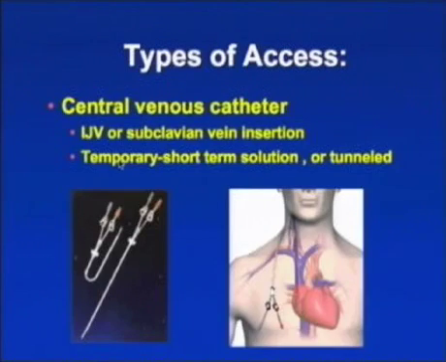The different types of access are the central venous catheter. This can be inserted into the internal jugular vein or the subclavian vein, and there's basically two types of these. One is a temporary short-term solution. This is often performed while the fistulas or grafts are actually maturing prior to use. Or these can also be tunneled underneath the skin for a more permanent solution.